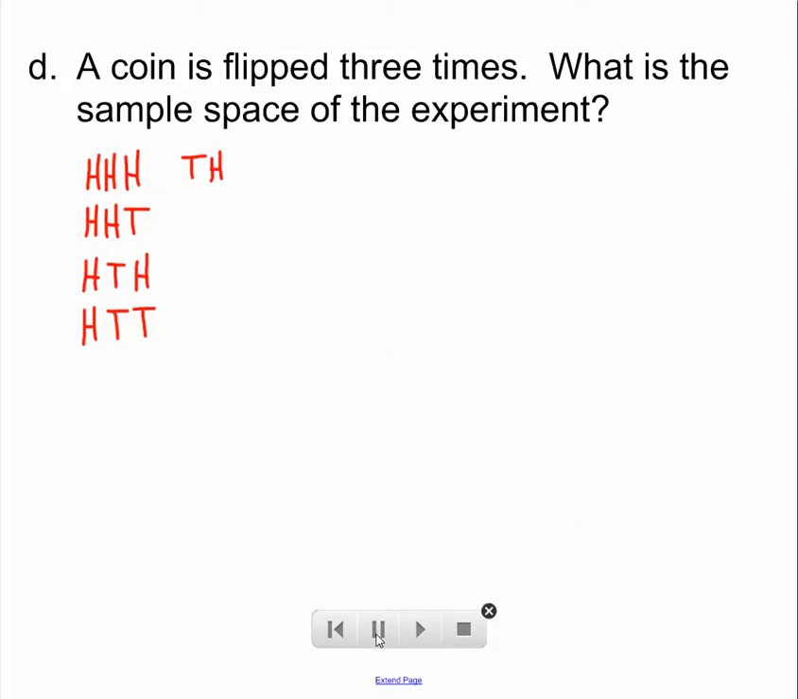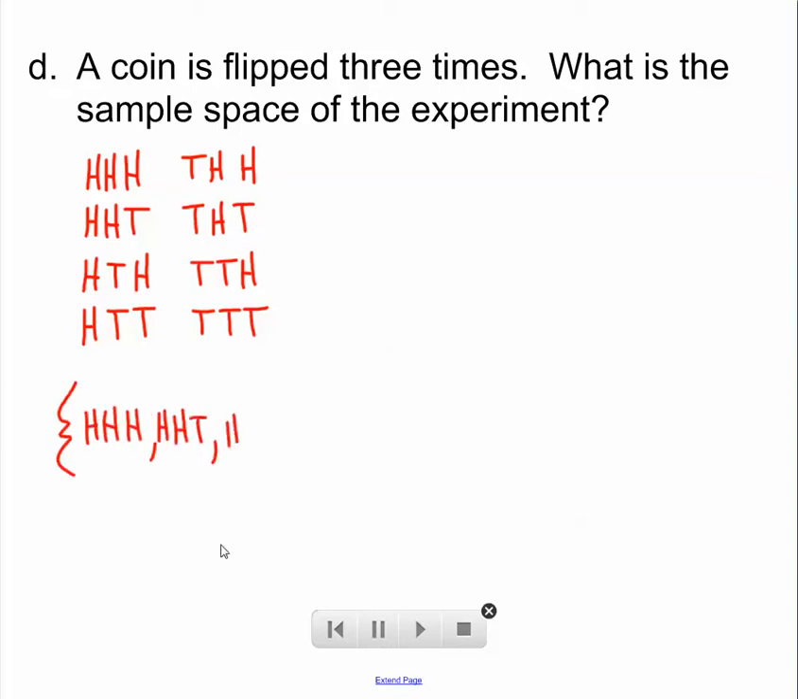We could get tails, heads, heads, tails, heads, tails, tails, tails, heads, and tails, tails, tails. So the sample space of flipping a coin 3 times are these 8 outcomes. And we'll list them like this in set notation.